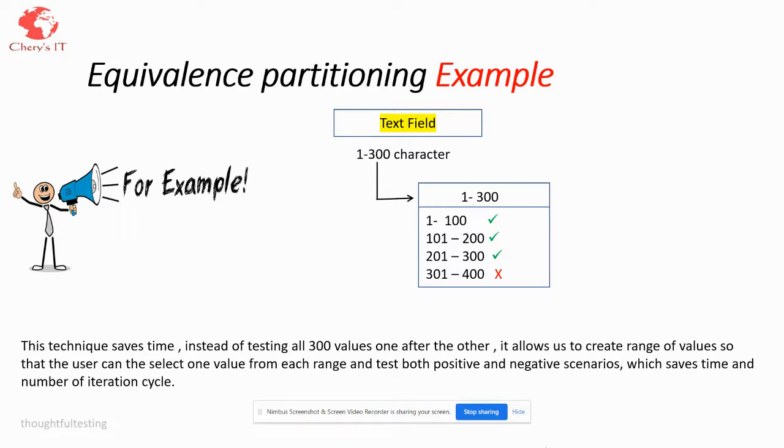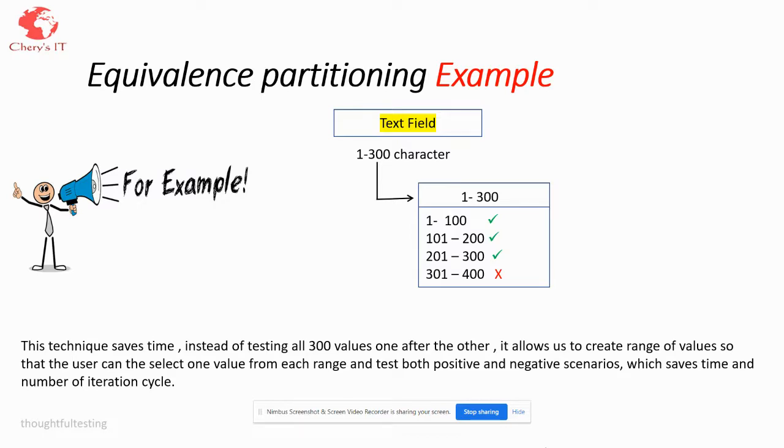Now what's the next scenario, which is a negative scenario? Why is it a negative scenario? It is negative because the limit of the text field is 300. Our fourth range is 301 to 400. If you pick any value from 301 to 400, it has to fail, because the requirement says that it should accept only values up to 300, right? So we cannot go beyond.